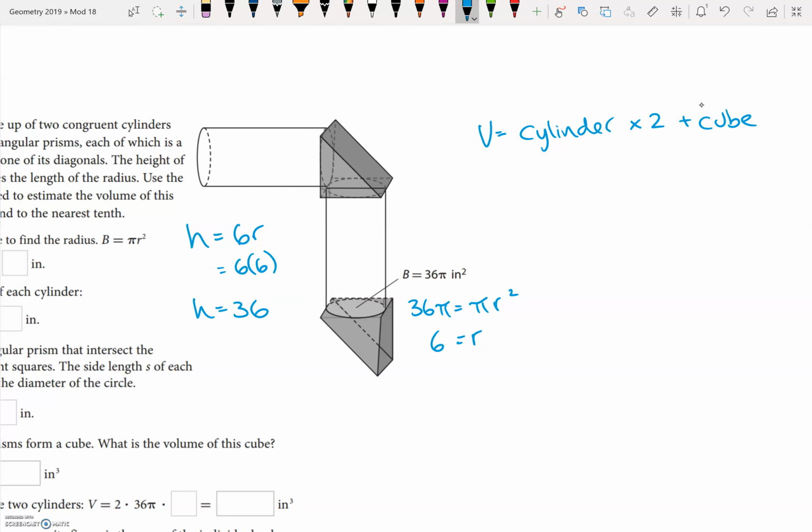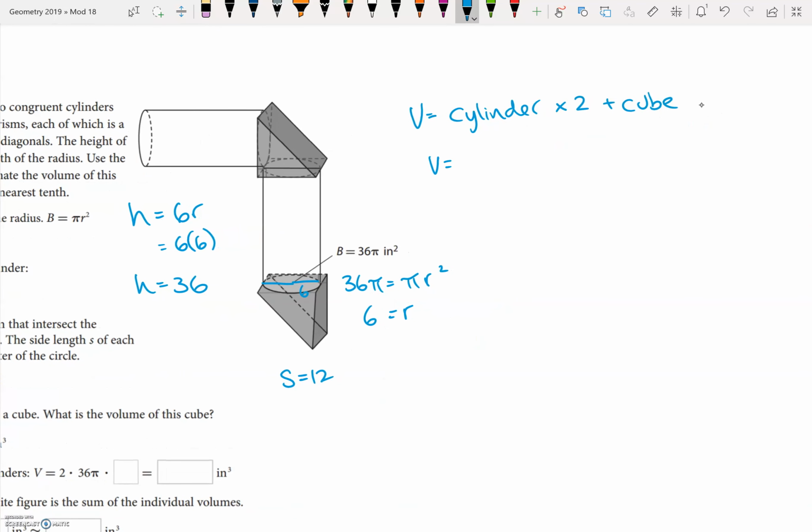And then we can look at, well, if our radius is 6, then how long is it across? Well, that's just going to be 12. So S is 12. And now we can plug in all the information we have here. Our cylinder is pi r squared times height times 2 plus our S cubed. So we have pi, our radius is going to be 6 squared, our height is going to be 36. We're going to multiply this by 2. We're going to add this to the side of our cube, which is 12 cubed.